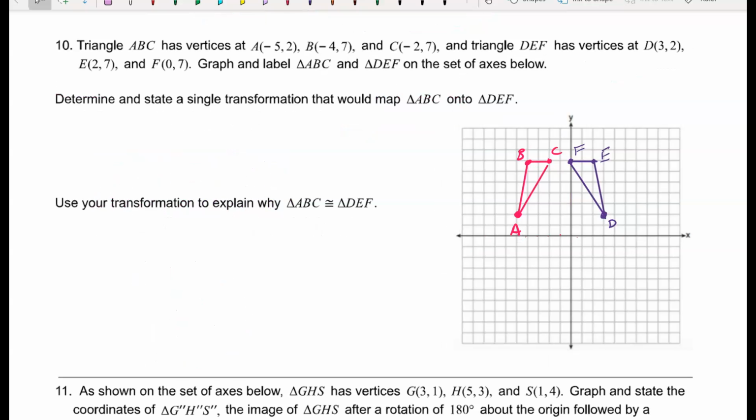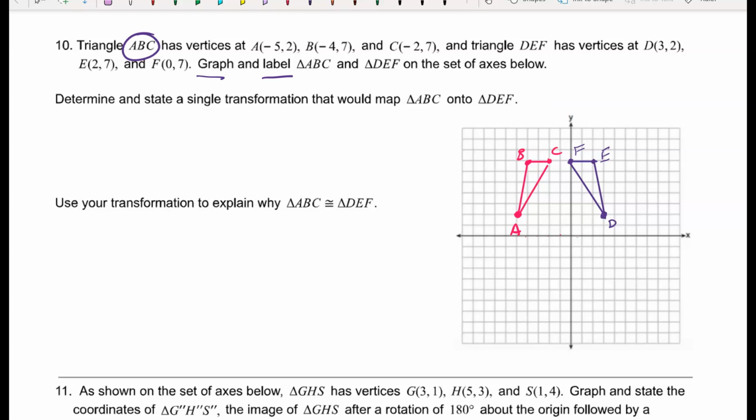For number 10, I took a second to plot these triangles already. It gives me the vertices of triangle ABC, and it gives me the vertices of triangle DEF. It asks me to graph and label the triangles on these axes below, so I took a second to do that. If you didn't, take a second to do that right now. And it says to determine and state a single transformation that would map ABC onto triangle DEF.